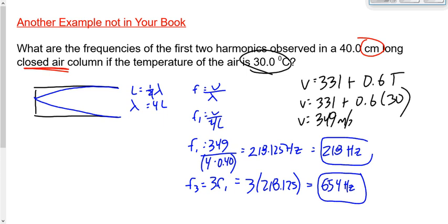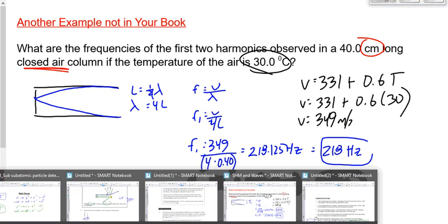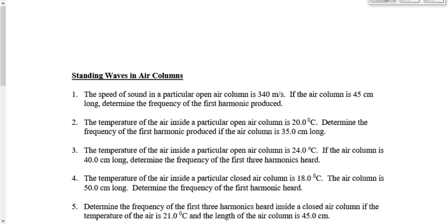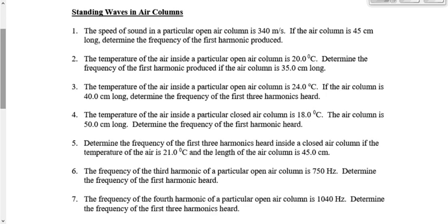The analysis of them is almost identical, but remember that if you have an open air column, V over 2L, and then you have 2, 3, 4, 5. If it's a closed air column, it's V over 4L, and it's 1, 3, 5, no 2, 4, 6s. And also remember that the speed of sound in air is 331 meters per second plus 0.6 times t. All right, take a look at that second side of that worksheet now. I'll give you some time to work on those, and then we'll go over one or two of them, and then we'll give you some more time to work on them.